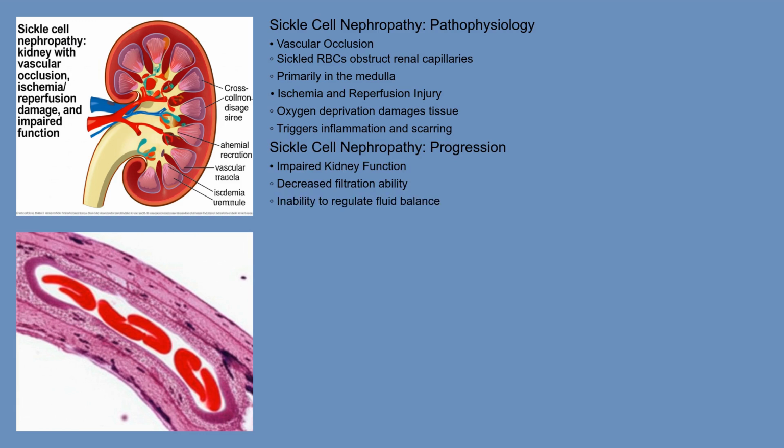One of the earliest manifestations is often an impaired ability to concentrate urine, leading to nocturia, or frequent urination at night. Over time, this damage can progress to chronic kidney disease and even kidney failure.